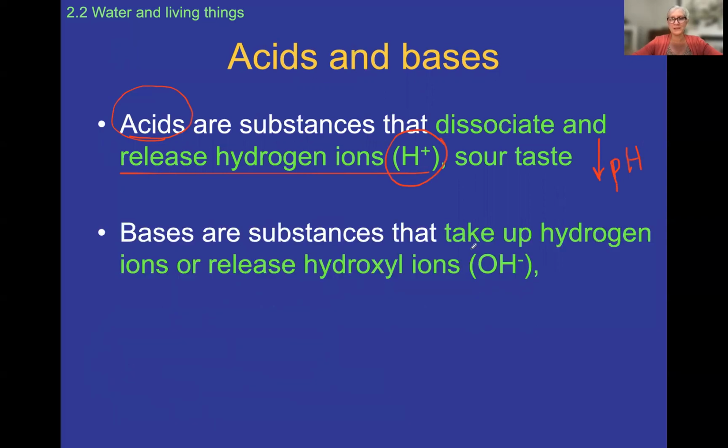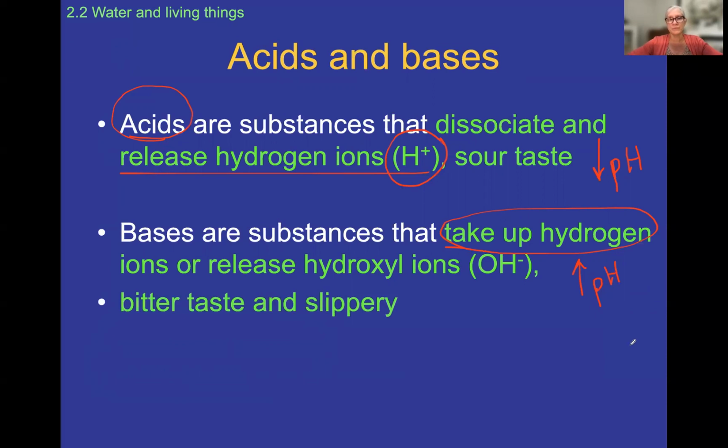As opposed to bases, they're not going to release, they're going to take up hydrogen ions. All right, and so when you put those into a solution, they're going to increase the pH. So that's the bottom line. And you'll learn later on in this semester that the pH of your body, your blood, your fluids in your brain, fluids in your lymphatic system, the pH is very closely monitored. And finally, instead of being sour like an acid, think of lemon juice, very sour, it's acidic. Bases are bitter and tend to be a little more slippery.